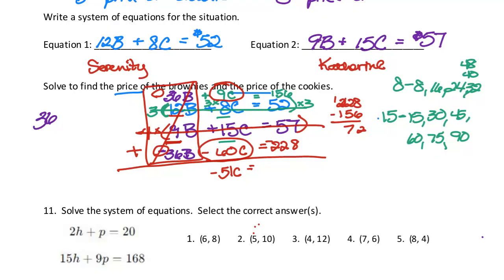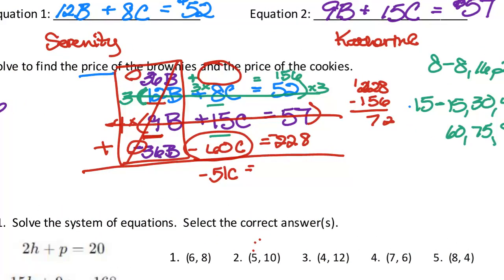Took it to 36. Oh, here we go. 3 times 8. What is 3 times 8? It's not 9. Why didn't somebody say something? If you see something, say something. That should be 24. That's going to be a lot better. So 24 and negative 60 is going to be negative 36C, and that is equal to negative 72. There we go, much better.